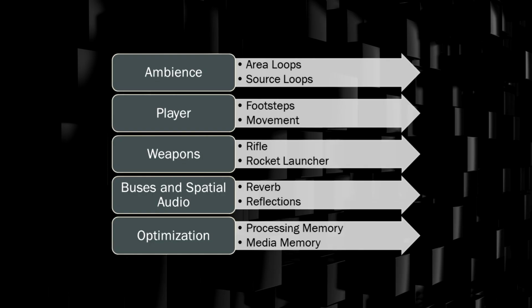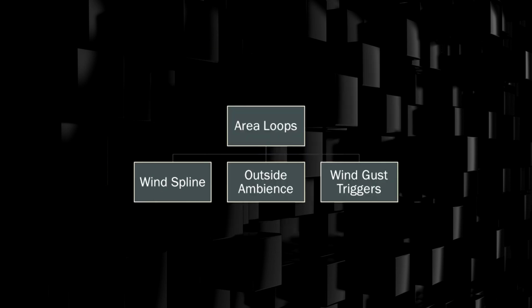The video will be divided into 5 parts matching soundscape categories and other related processes: ambience, player, weapon, buzzes and spatial audio, and optimization. Area loops were implemented via a spline and spot triggers.